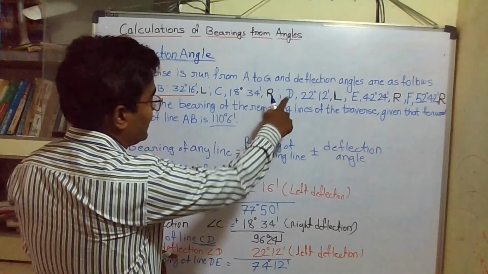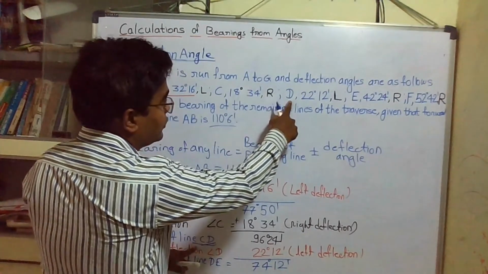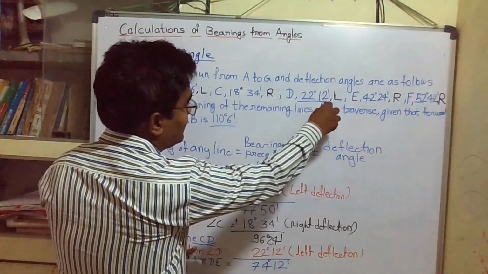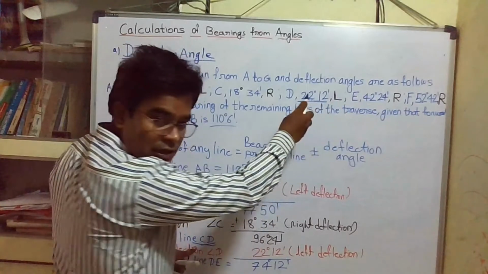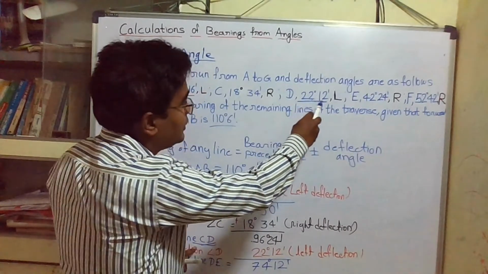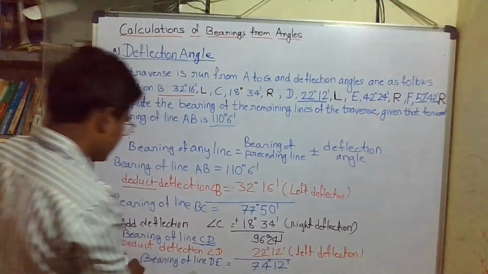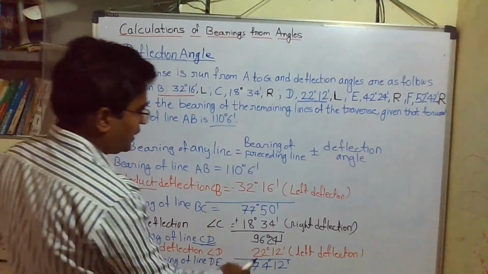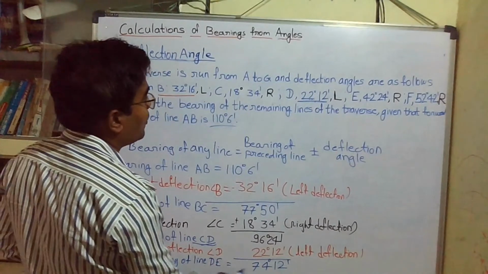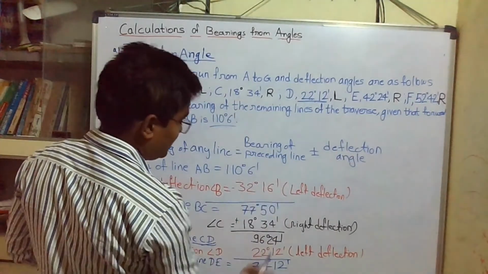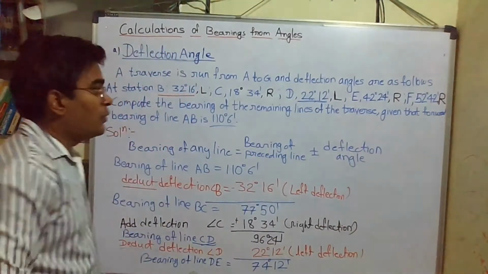The next deflection angle is angle D. Here it is a left hand side deflection, so we have to deduct this left hand deflection of angle D from this bearing. So we deduct the deflection of angle D, and we get the bearing of the next line, that is, the bearing of line DE is 74 degree 12 minutes.